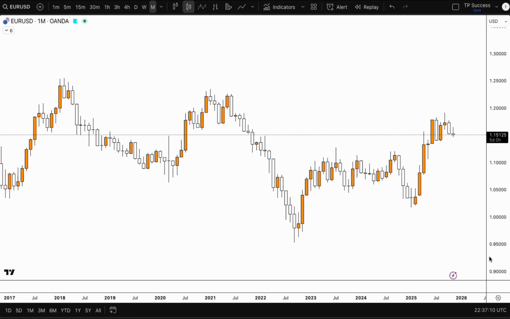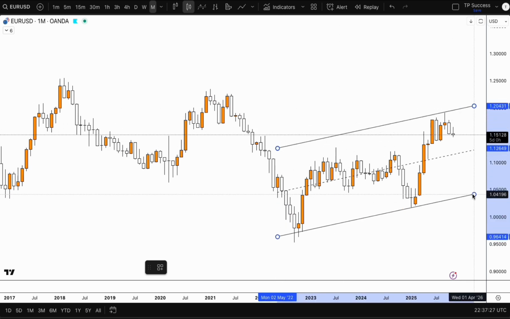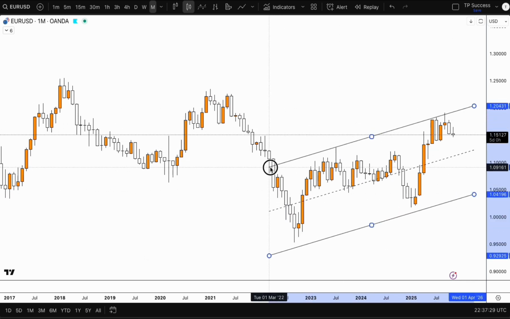We're going to start off the analysis by looking at EURUSD on a higher time frame. So we started off on the monthly, and as we can clearly see here, EURUSD is in an ascending channel. This is it right here. Right, so we have this channel in place right now.